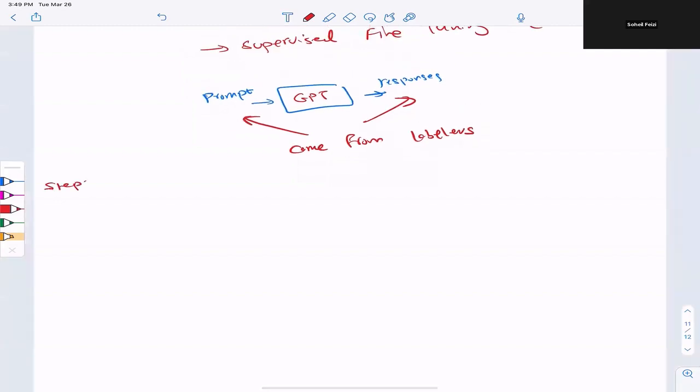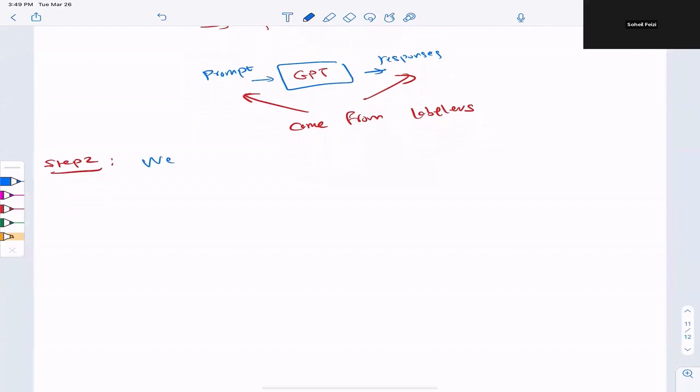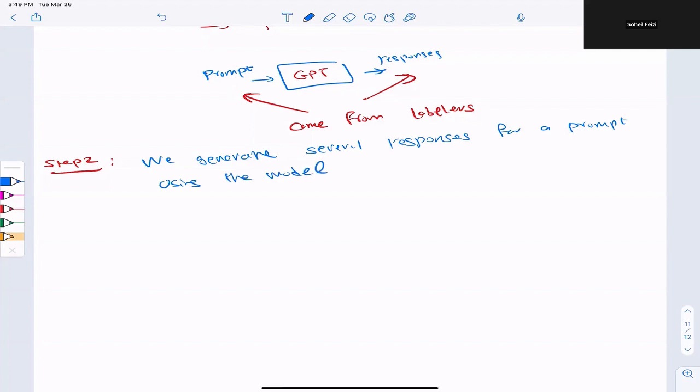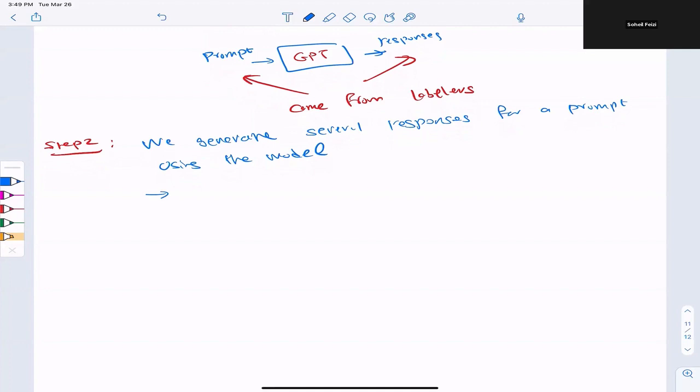Step 2. Okay, so we generate several responses for a particular prompt using the model. And I'll explain how this can be done. And we ask annotators to rank or score them.